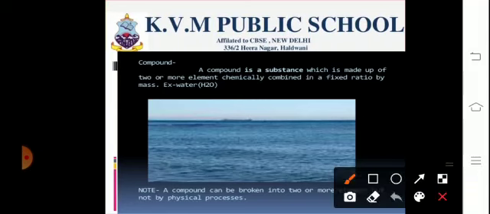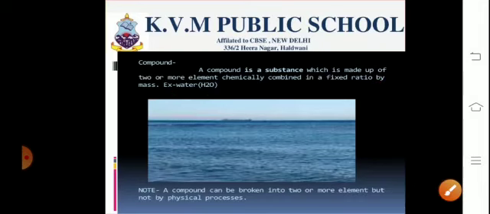A compound is a substance which is formed by combination of two or more elements in fixed proportion by mass. An example of a compound is water. A compound can be broken down into two or more elements, but not just by a physical process. We'll have to use chemical methods for the separation. Another example of compounds is carbon dioxide.